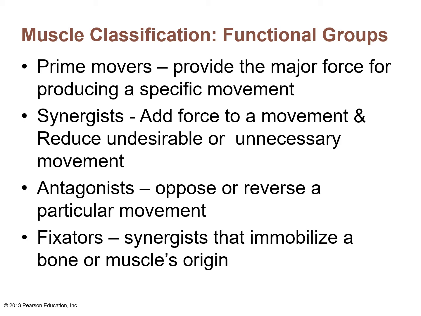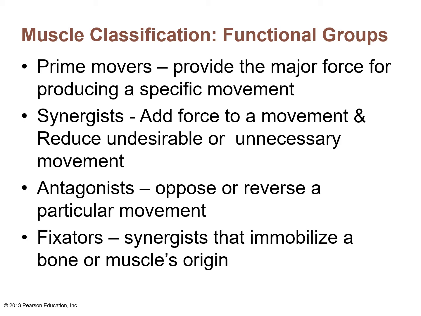Muscles can be classified by how they function. So there's 4 different types of muscles by function. One's called the prime mover, and another name for the prime mover is the agonist. And the agonist is the one that actually performs the major force for a specific movement. Synergists add to the force of a movement and reduce undesirable or unnecessary movement.